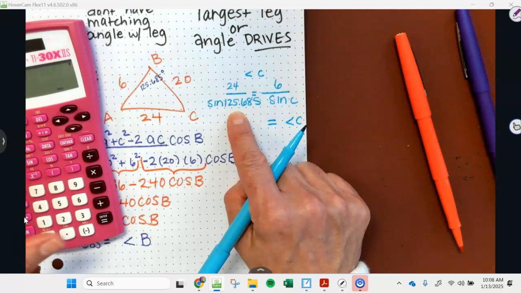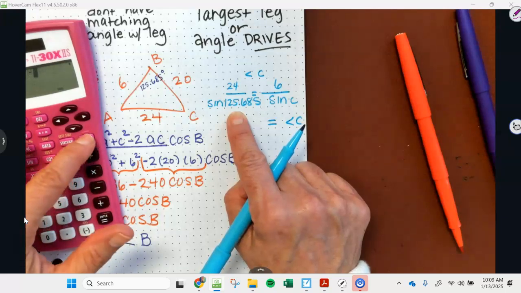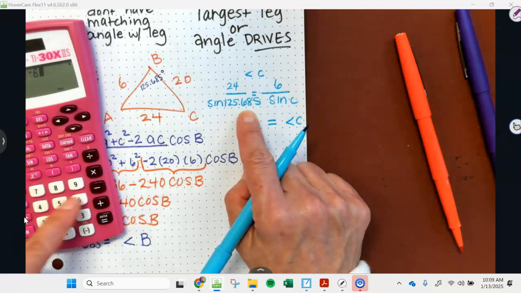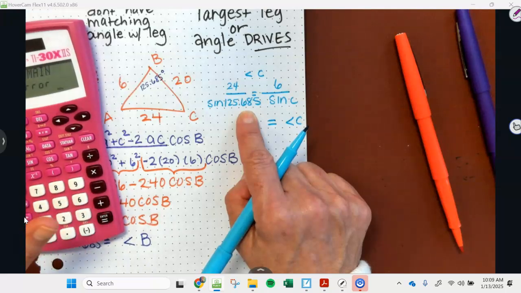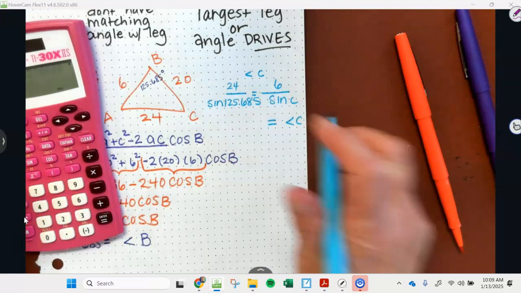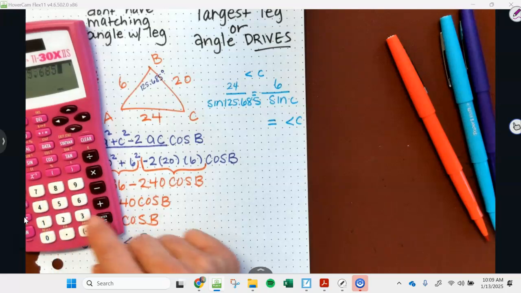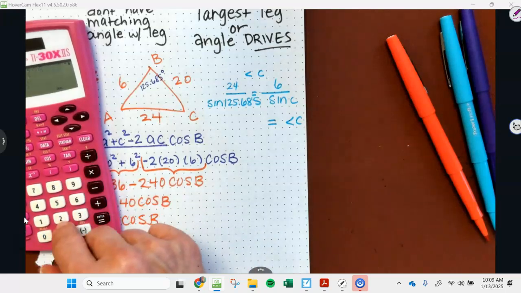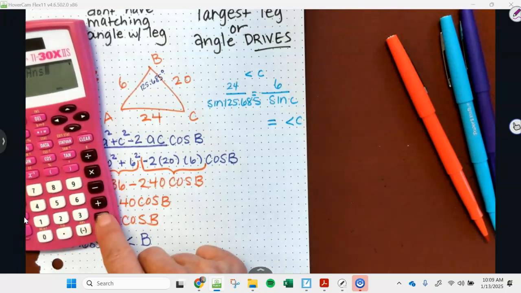Don't forget, we are back in law of sines, so you're going to hit second sine, second answer. Whoa, what's going on here? Let me just start all over. I'm getting an error message. 6 sine 125.685, enter. Divided by 24, enter. Here we go. Second sine, second answer.